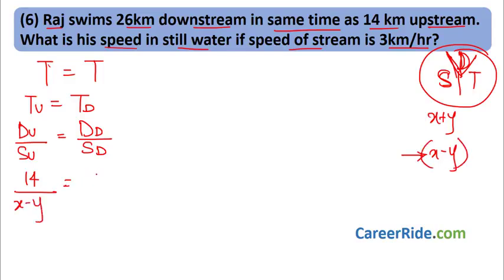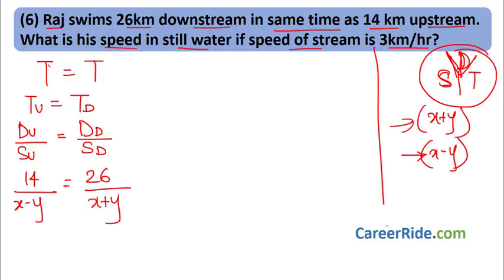What is the downstream distance? Now here the distance is not same. They have given 26 kilometers downstream. So we will have 26. What is the downstream speed? x plus y. From where? From here. Correct? So let's solve this equation. What do we get? We get 14x plus 14y would be equal to 26x minus 26y.